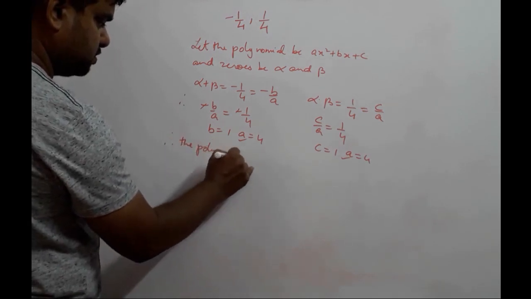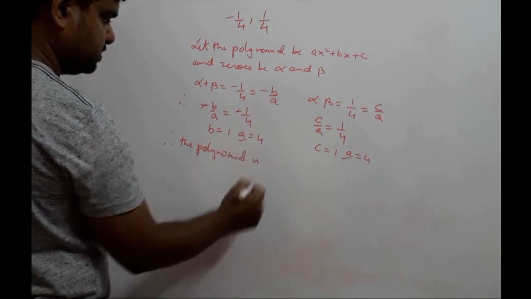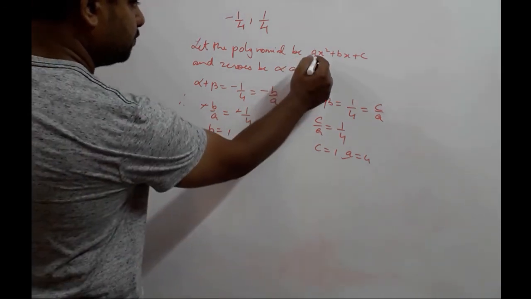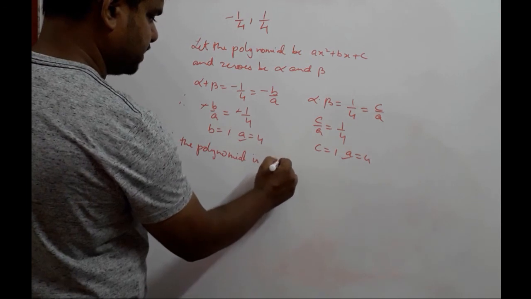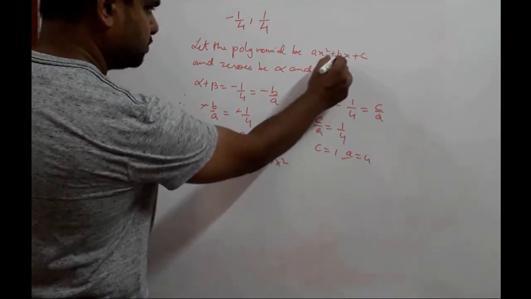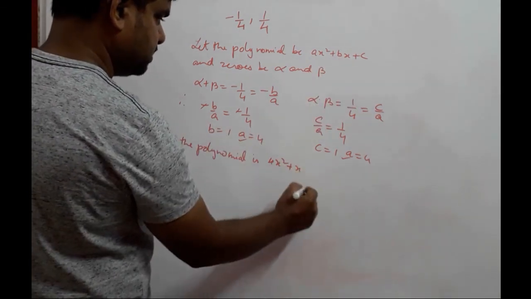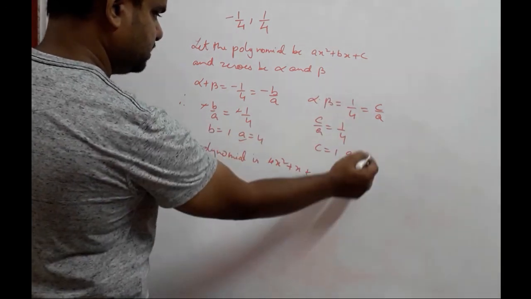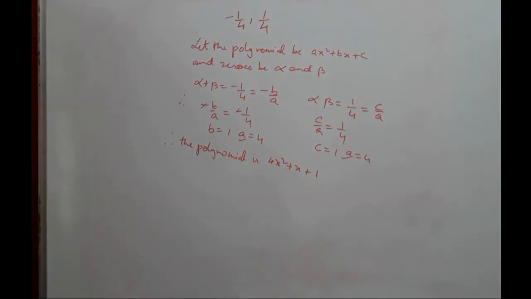so we can write therefore the polynomial is, what is a? 4. So we substitute 4 here, 4x square. What is b? 1. So 1 into x is just x. And what is c in this case? Just 1. So with this we complete this set of examples and we will next move to our division algorithm.